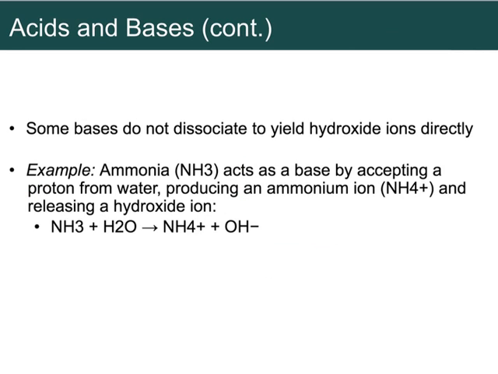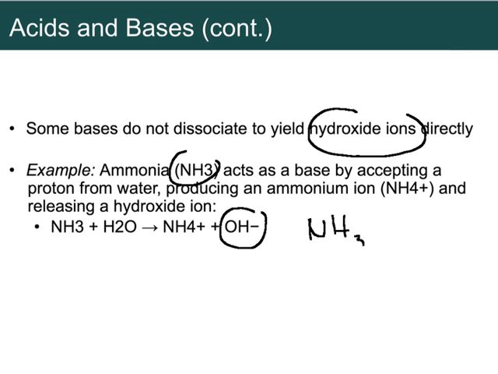Now, some bases don't make hydroxide ions right away, but they do. So like ammonia is a really strong base that we need to recognize as a base, even though it doesn't have any OHs in it. In fact, it has H's, which looks like, hey, that's probably an acid. But it's not. When it reacts, it actually ends up indirectly making lots more OH, or hydroxide ions, so it ends up being a base.